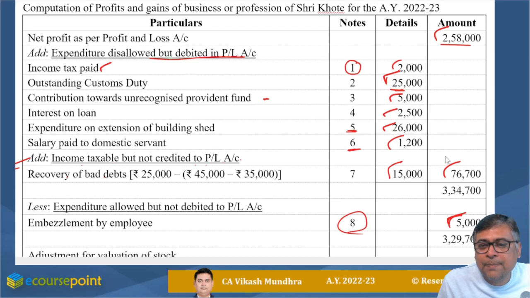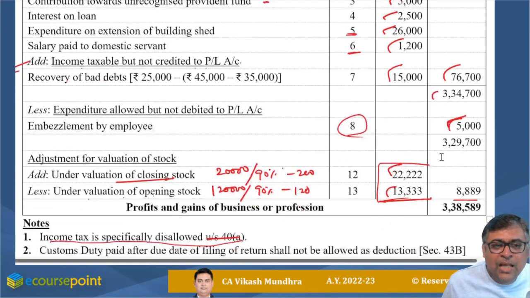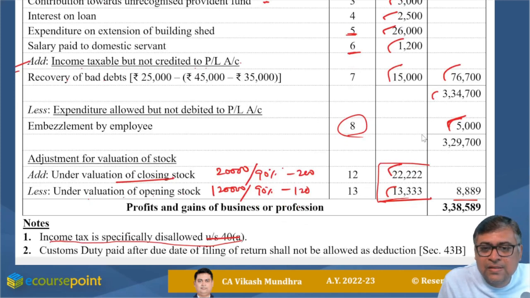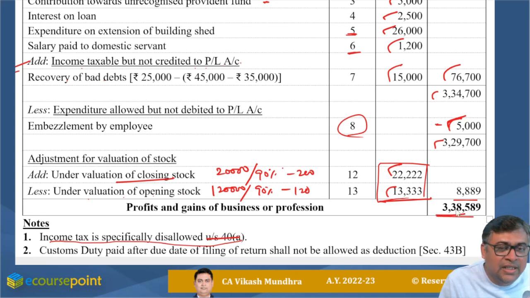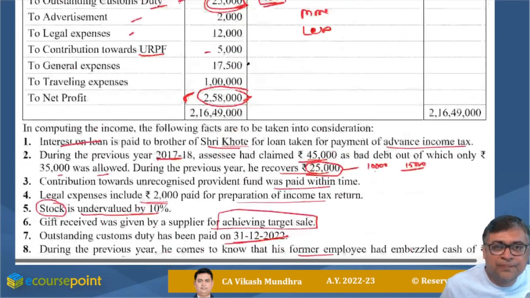After this 76,700, my profit including net profit comes to 334,700. I'm going to adjust this loss of rupees 5,000. After adjusting this loss of rupees 5,000, I got my profit 3,29,700, and the adjustment of stock required addition of rupees 889. So my business income is 338,589. Okay, this is my first illustration.